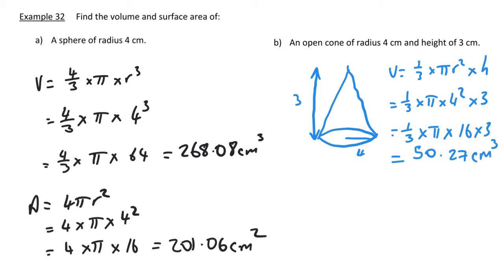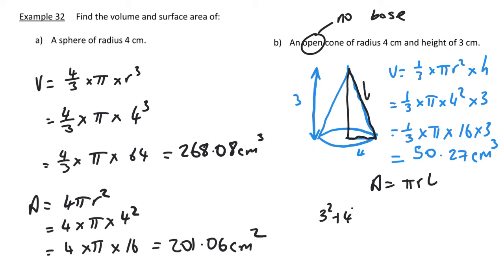Now to work out the surface area, and this time it's an open surface area, so that means there's no base. We need to do pi r L, where L is the slant. So to work that out, we're going to have to use Pythagoras' theorem. So for that, we've got 3 squared plus 4 squared must equal L squared. That's 25 equals L squared, so L equals 5. And that's because in our right angle triangle, we've got A, B and C, so A squared plus B squared equals C squared.